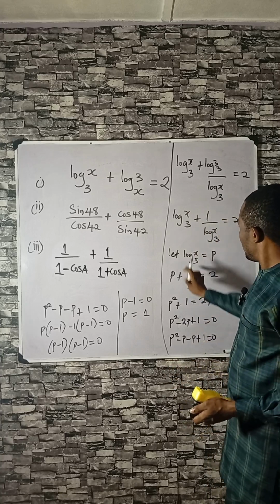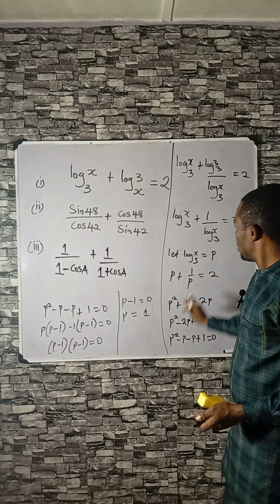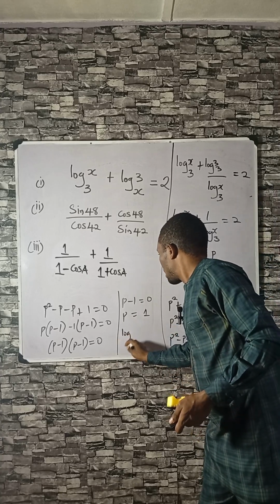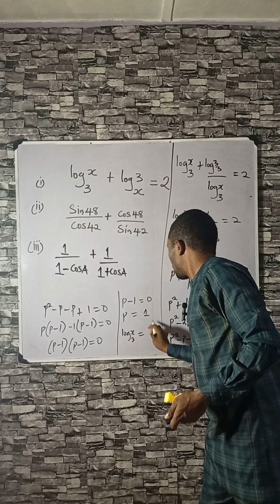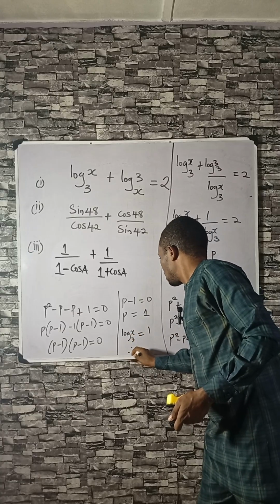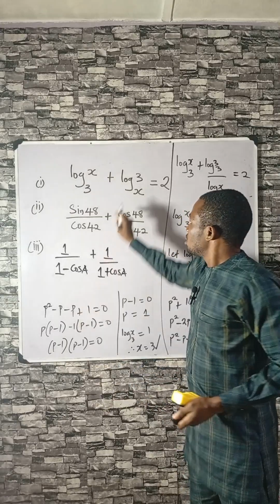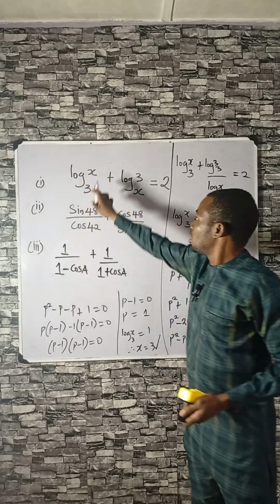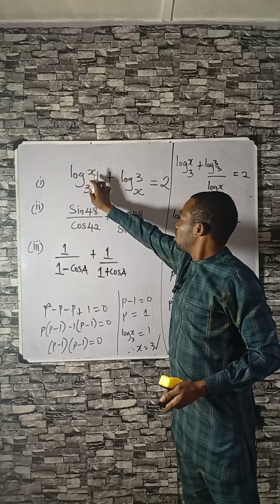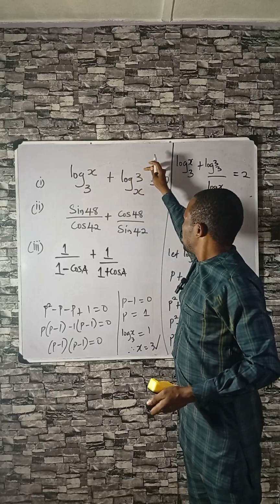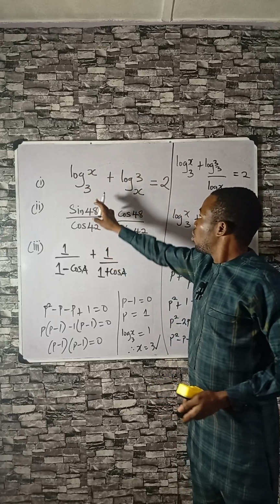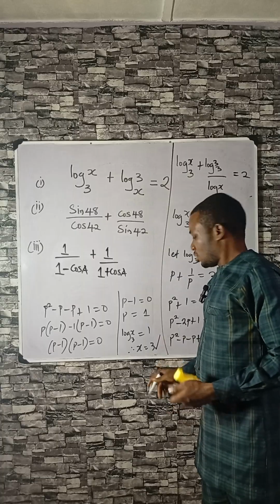Now we said let log x base 3 equals to p. So log x base 3 equals to p, which is 1. That means our x equals to 3. So 3 is the answer here. And if you replace x with 3, you have log 3 base 3 is 1, then log 3 base 3 is also 1. 1 plus 1 is 2. And this is the answer for that one.